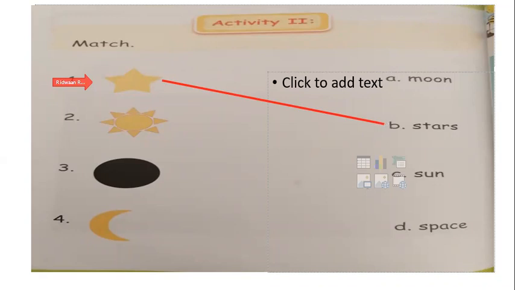Now you are going to do it with the rest of the pictures. Okay, we did number one together. You're going to look at the picture and you're going to match it to the word. So what is picture number one? We said it's a star and we matched it to the word. You are going to do this to the rest of the pictures. Thank you.